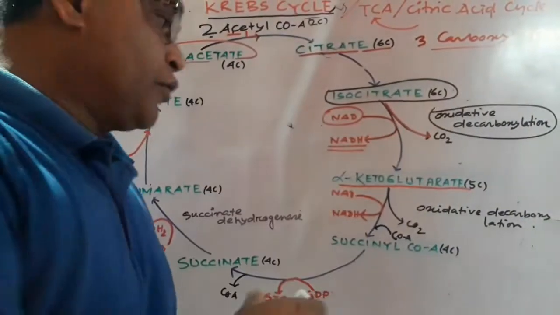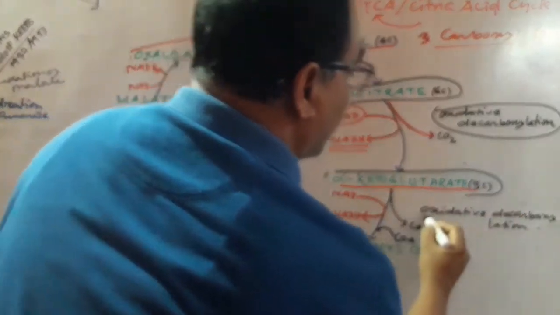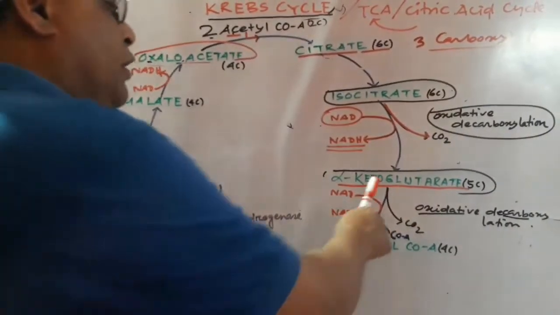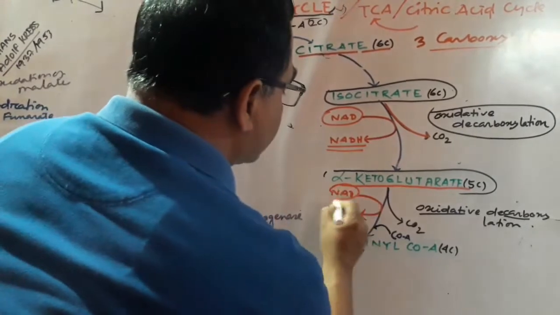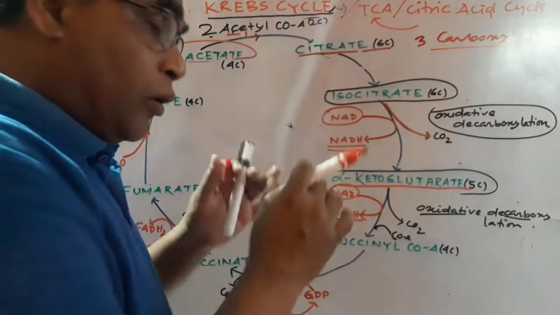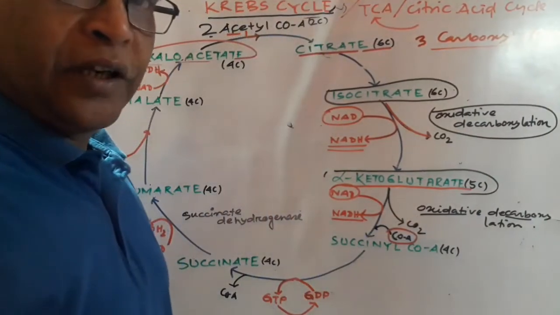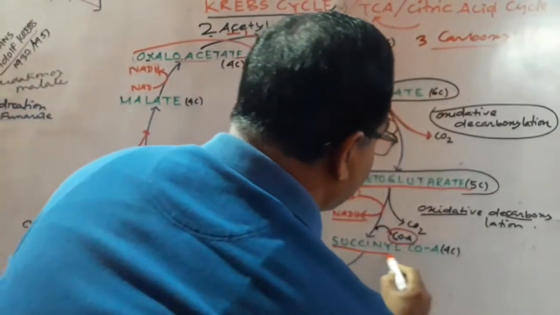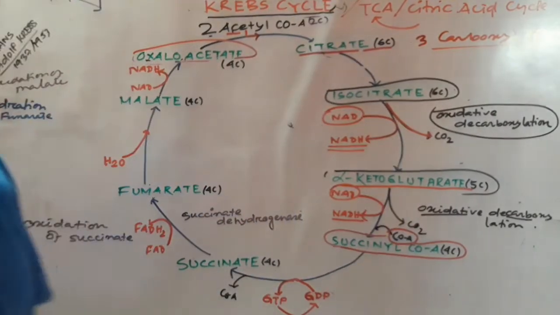In the next step also, the alpha-ketoglutaric acid undergoes oxidative decarboxylation. Same process: carbon dioxide is released, alpha-ketoglutarate is oxidized, NAD is reduced to NADH. The product also combines with CoA, coenzyme A, to form succinyl-CoA. The end product is succinyl-CoA.